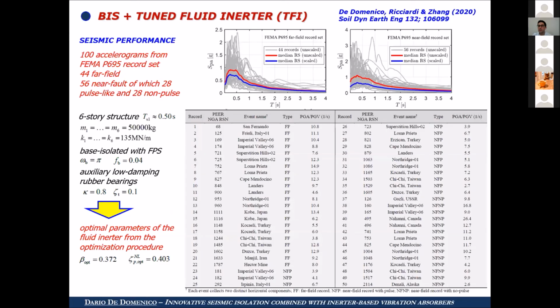We numerically tested the performance of this system, considering a wide set of records, in particular 44 far-field records and 56 near-fault records, of which 28 pulse-like records, which are particularly critical for base-isolated structures. And we tested the performance.